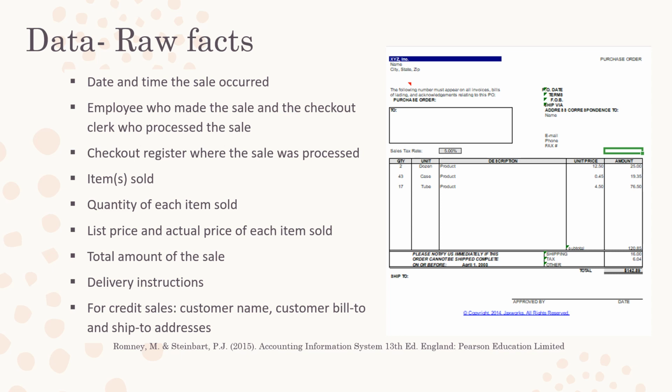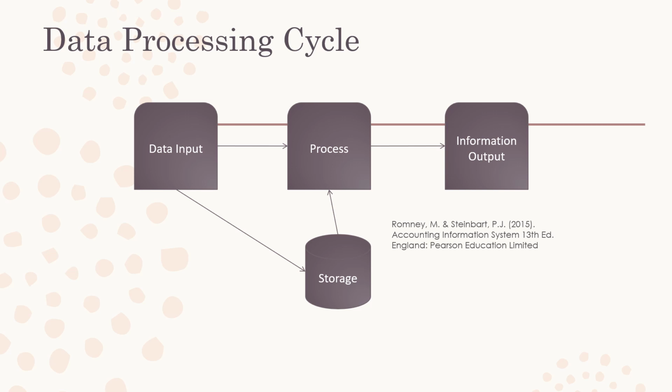These data are captured from the data source document. So we have an example of data source document here, which is the purchase order. So all the data that is captured in the source document will be encoded in our data processing cycle. Our data processing cycle has 4 steps: data input, storage, process, and the information output. Information is the processed data.